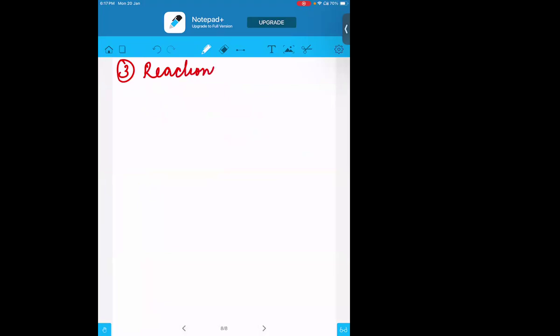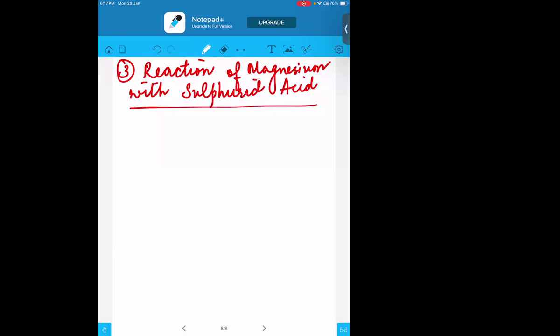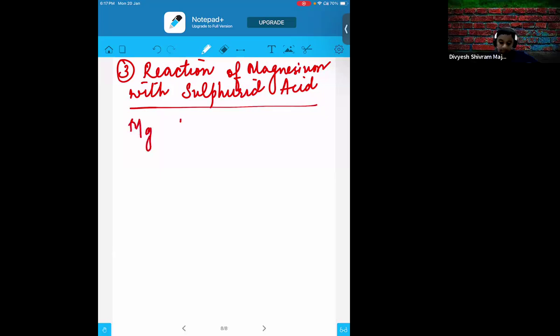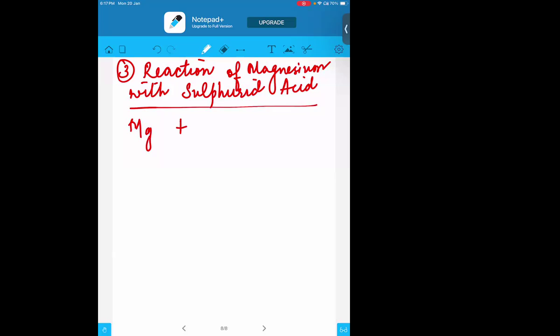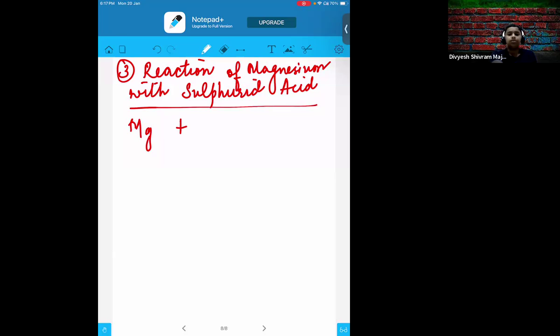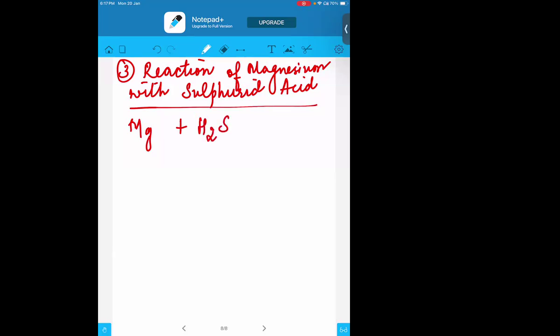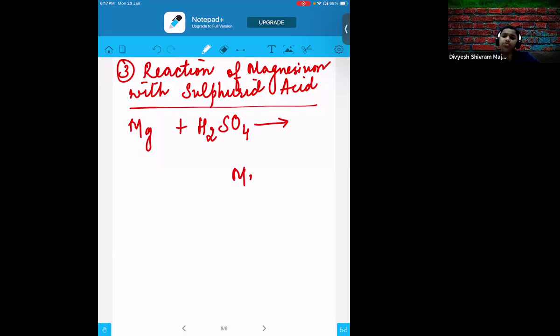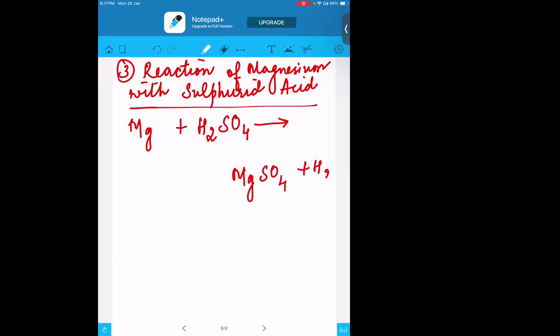Reaction of magnesium with sulfuric acid. So you should try solving this. Magnesium is written as, what is the symbol of it? Ma'am, Mg. Then sulfuric acid formula? Ma'am, H2SO4. Yes, capital H, then 2, and then capital S, capital O, and then 4. And then what should it give? Ma'am, MgSO4 plus H2. Very good. Now I think you have understood how to break it down.